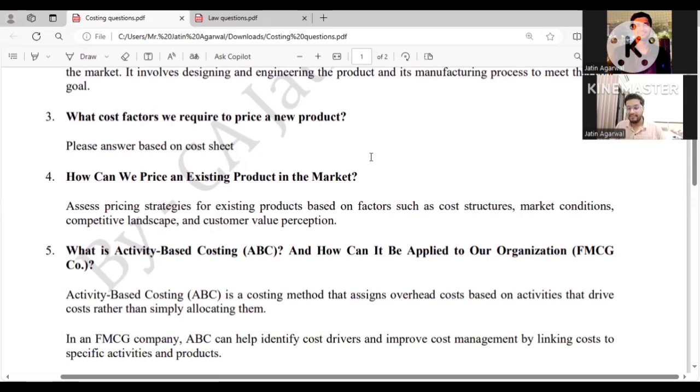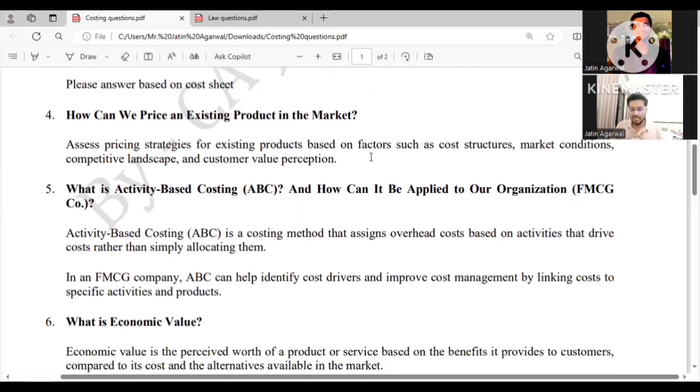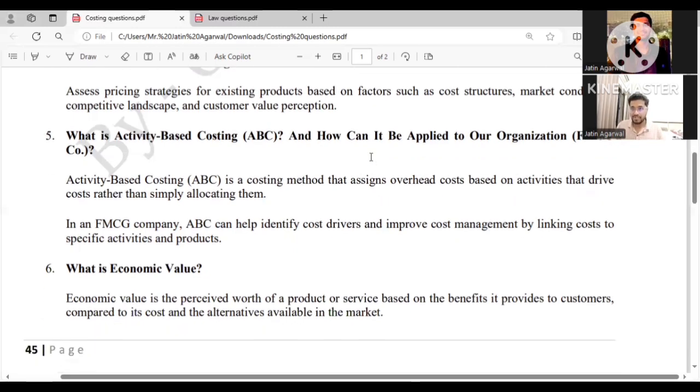Next is: what is activity based costing and how can it be applied to organizations like FMCGs? Activity based costing is a method in which we assign overhead cost based on activities. We first find out the cost drivers, then we assign these cost drivers to the activities, and finally we allocate the cost. For FMCG companies, first we identify the cost drivers, and then we can improve costs by identifying which cost driver is consuming more cost and which less. That's how it is useful for FMCG companies.